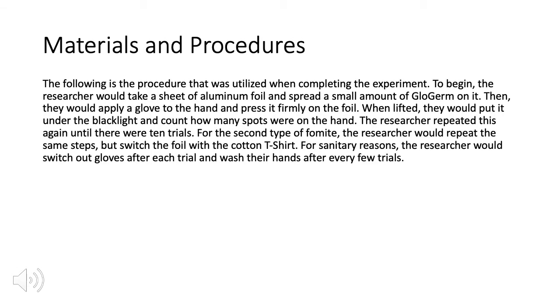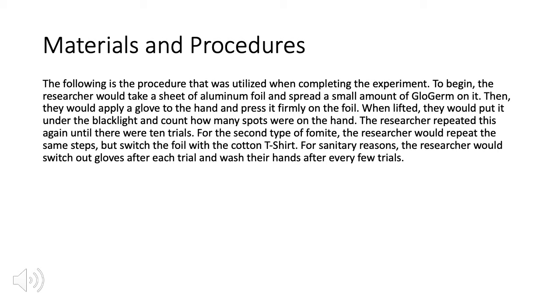Following is the procedure that was utilized when completing the experiment. To begin, the researcher would take a sheet of aluminum foil and spread a small amount of glow germ on it. Then they would take the glove from the hand and press it firmly onto the foil. When lifted, they would put it under the black light and count how many spots were on the hand. The researcher would repeat this until all 10 trials were completed.